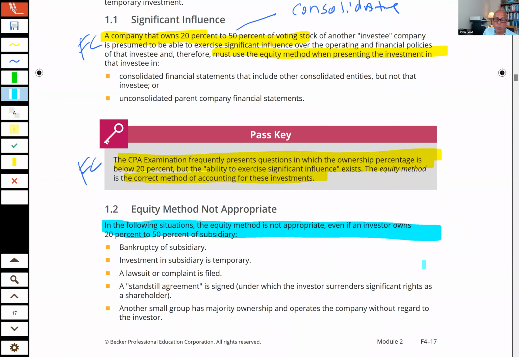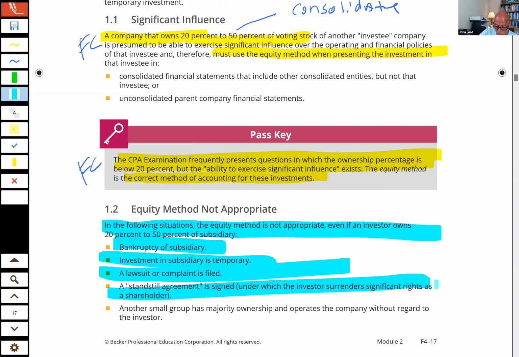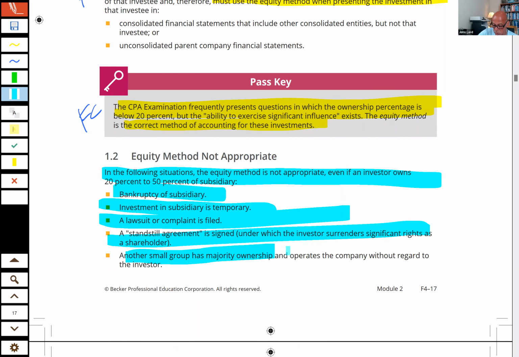We could be holding 20% or more of the stock, but we will not use the equity method if the entity is in bankruptcy, the investment is considered temporary, there's some sort of lawsuit or standstill agreement, or there is another small group that has a majority ownership. For example, maybe we own 20%, but somebody else owns 40%. Then we can't exert significant influence and we would not use the equity method. We'd be back to the fair value through net income method. Okay, so flashcard those scenarios.